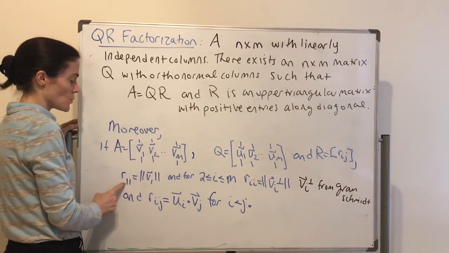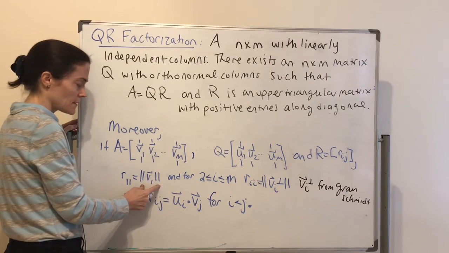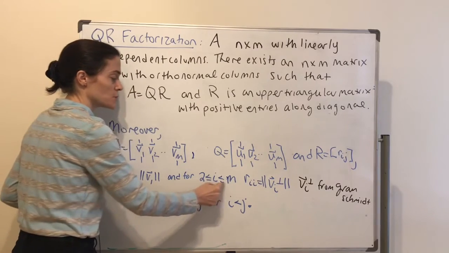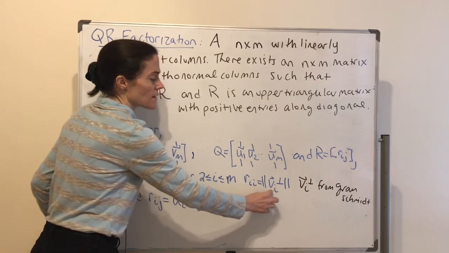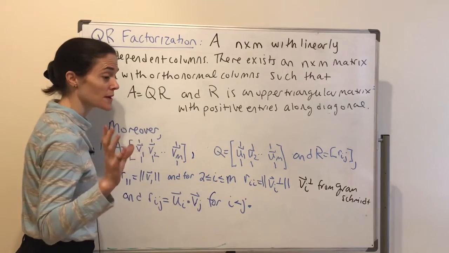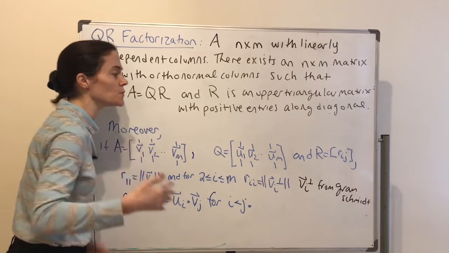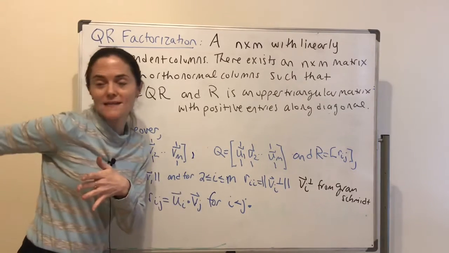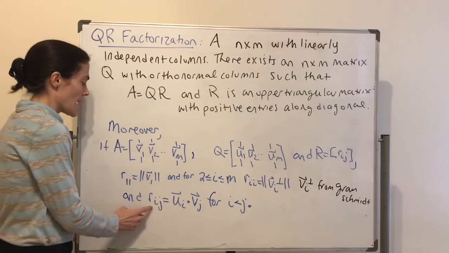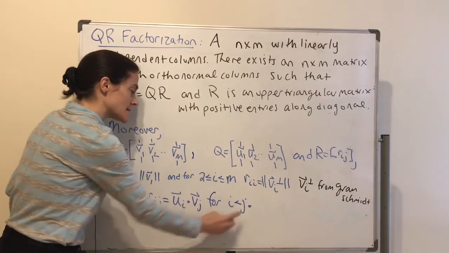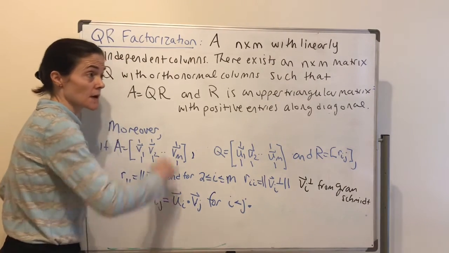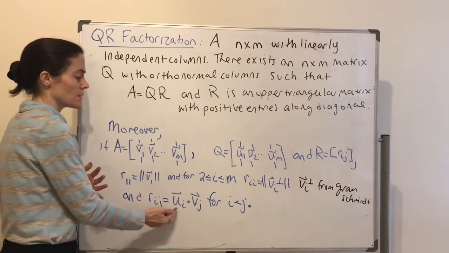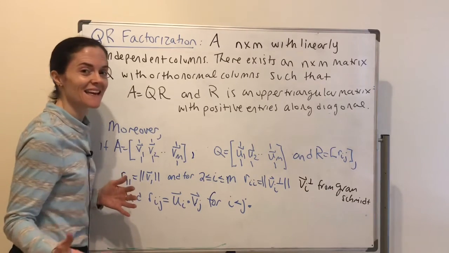Then this first entry is the length of V1. And then the diagonal entries, from 2 to M, you take the length of the component of VI that is orthogonal, well here, this came from Gram-Schmidt, so orthogonal to the subspace spanned by the ones that came before. And then here, if I is less than J, that says the row is less than the column. This is the upper triangular part above the diagonal. You take UI dot VJ, okay?